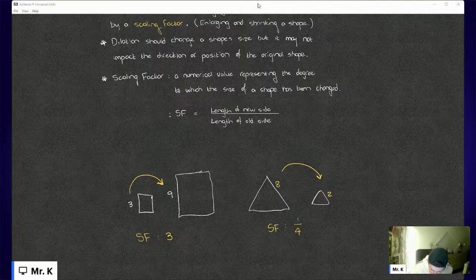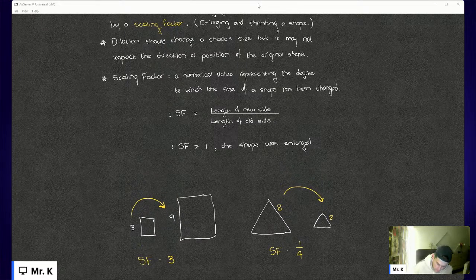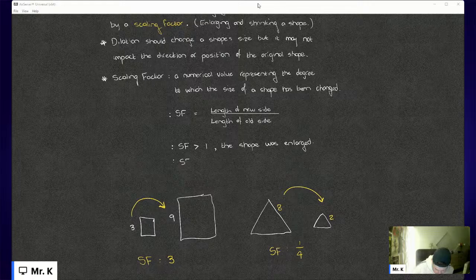Now, how do we interpret the scaling factor? Well, if our scaling factor, the number that we get, is larger than 1, the shape was enlarged. And if our scaling factor is smaller than 1, the shape was shrunk.